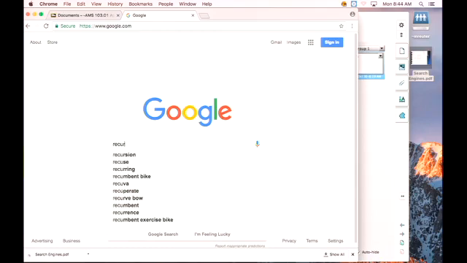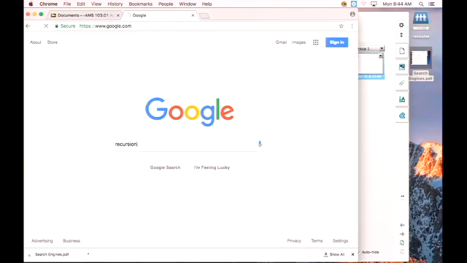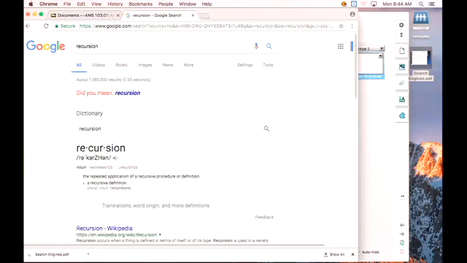Another fun thing that Google will sometimes do is it's got little Easter eggs built in. For instance, if you actually Google recursion, the second thing it gives you is the definition. Recursion: the repeated application of a recursive procedure or definition. But notice above that, what did Google do? Did you mean recursion? Because it's doing the same thing. The Google engineers do have a sense of humor.